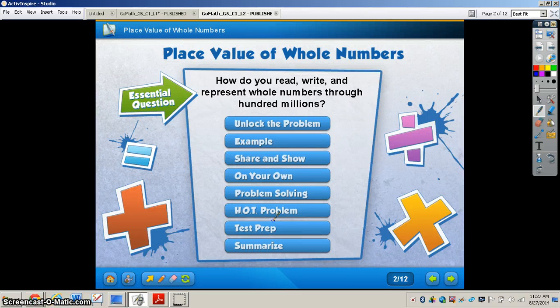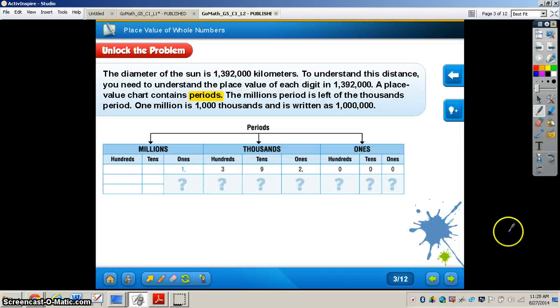In this video, we're going to be taking a look at place value of whole numbers. Now, it is important once again that you have your Go Math book out, your math journal, and a pencil out ready to go when you're watching any video throughout this year. Now, the essential question that we are going to unlock is how do you read, write, and represent whole numbers through hundred millions? And that's the place value that we'll go up to today.